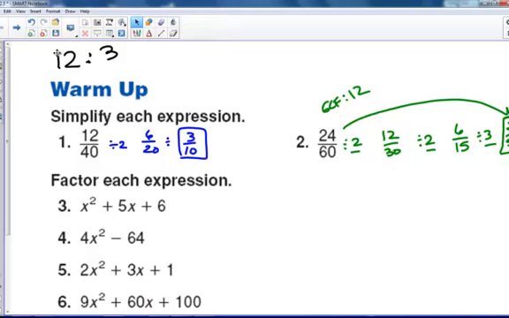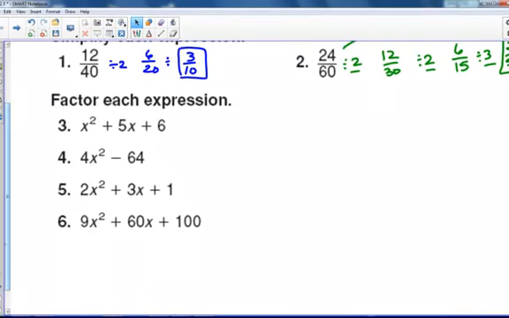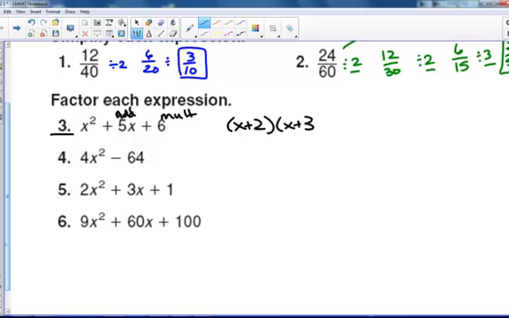And then just a quick recap on factoring. This is the easiest way of factoring. Two numbers that multiply to give you 6 and add to give you 5. And that'd be 2 and 3. 2 times 3 is 6. 2 plus 3 is 5. You can check yourself by the FOIL method or double distribution.